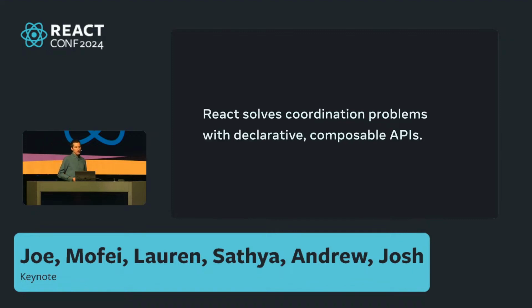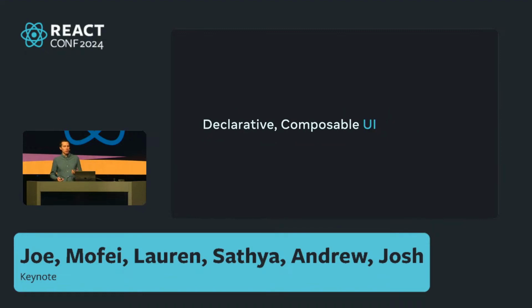We solve the scaling challenges by ensuring that our APIs compose. You can wrap one component in a larger component until you build up an entire app. Declarative, composable UI. Let's see a couple more examples.